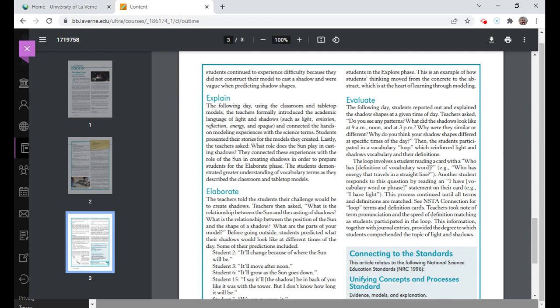And what we see for the evaluation portion was to demonstrate that students have achieved the lesson objective by working with one another to go over the vocabulary terms and making sure that they were able to match the term to the vocabulary word, and the students would go on and on until they got each term correct and they matched it with the definition.